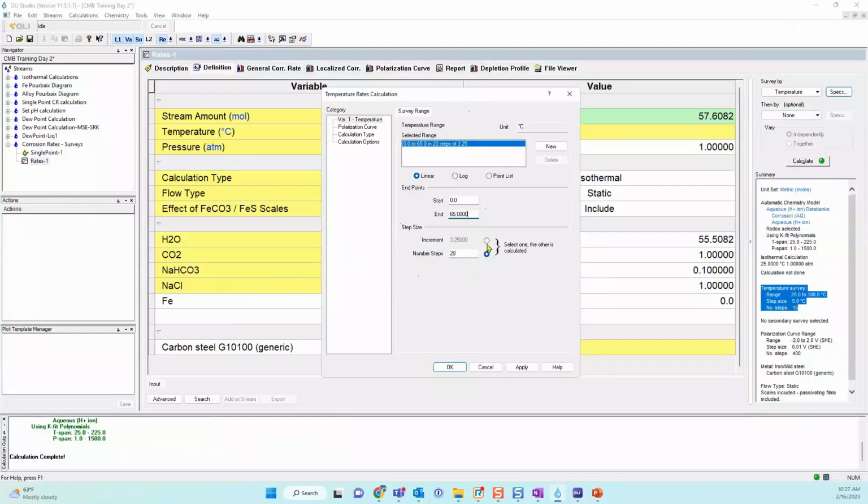Of course, you can do it differently. Maybe you say, I want to do it every 2 degrees C, etc. But the thing is that as you add more points, the calculation time is going to take longer, right? So your calculation speed is going to decrease. But if you want more refined data, you can always add 100 steps, 200 steps, etc. Okay, that is how we set up the temperature survey.